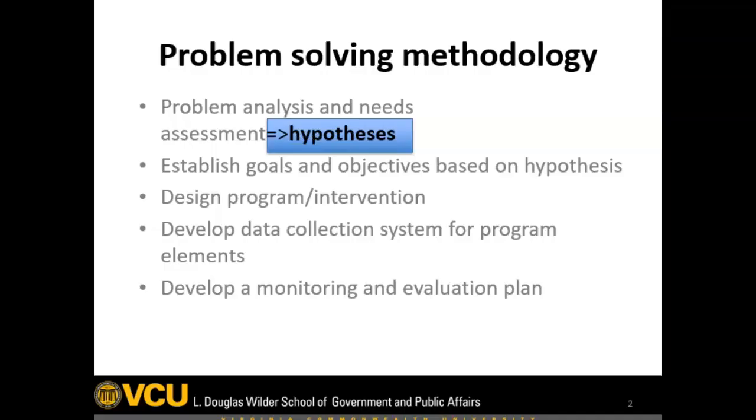As discussed in previous lectures, government programs are designed to solve social problems. This slide demonstrates the methodology for designing government and nonprofit programs. Once policymakers decide which social problem needs to get addressed, the first phase is to conduct problem analysis and needs assessment. Based on this phase, hypotheses should be developed. Hypotheses are an expression of program theory about which interventions would achieve the most impactful outcome within the limits of the financial resources available.